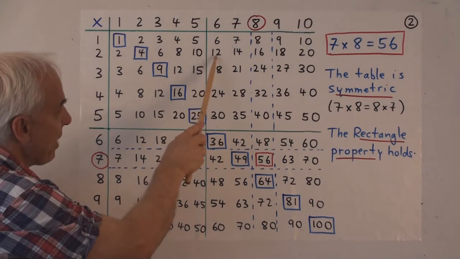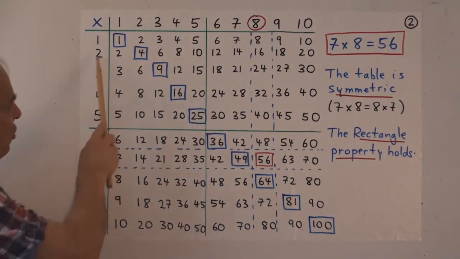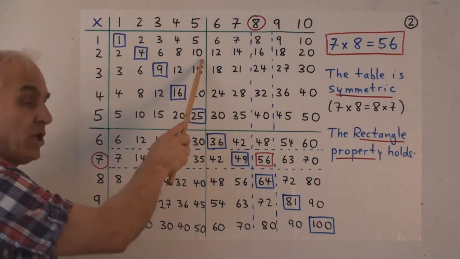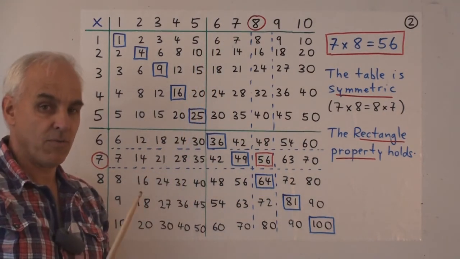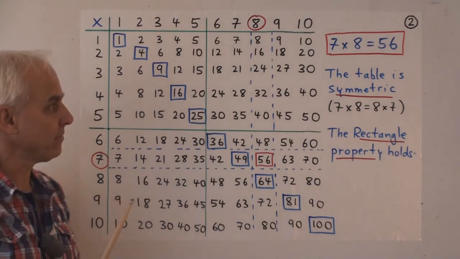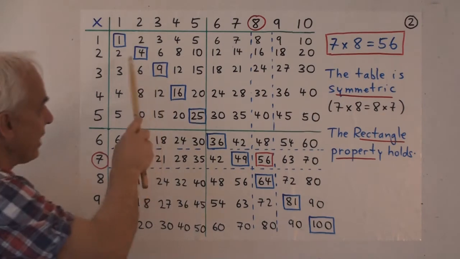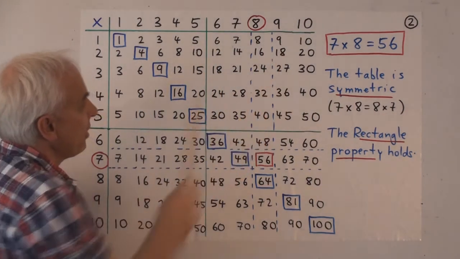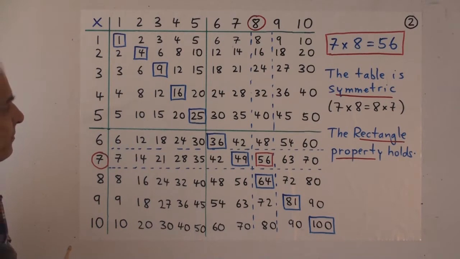Each time we're going up by 2 from the previous one. So if we knew what 2 times 5 was, if we knew that was 10, and we had to calculate what 2 times 6 was, we could just add 2. Go from 10 to 12 by adding 2. We're adding 2 every time we go along this row, starting with 2.